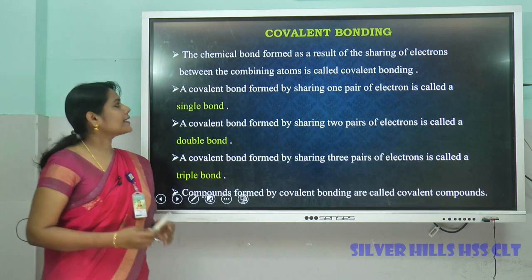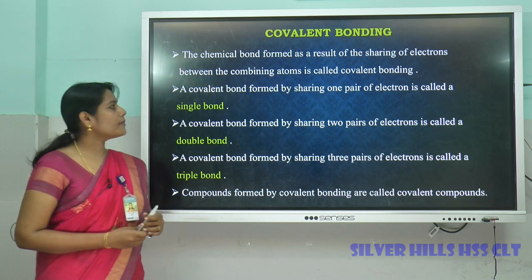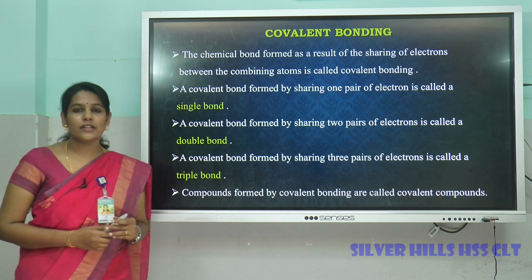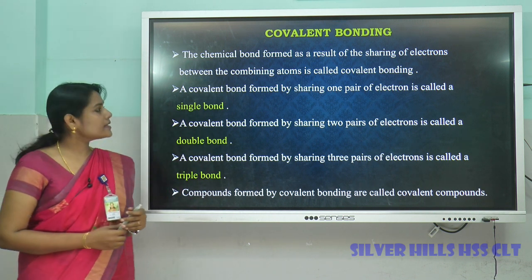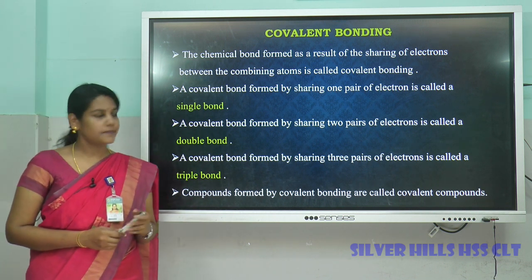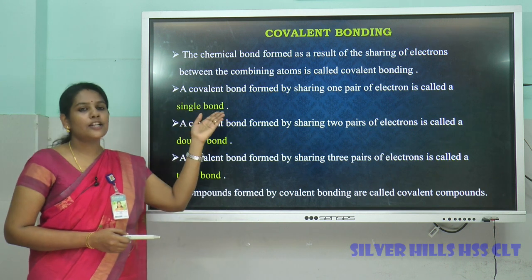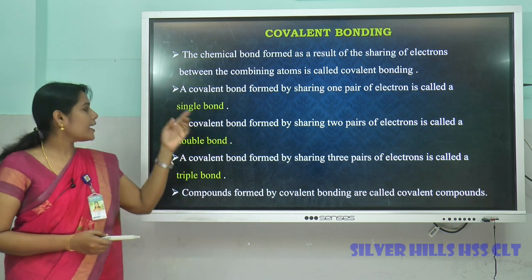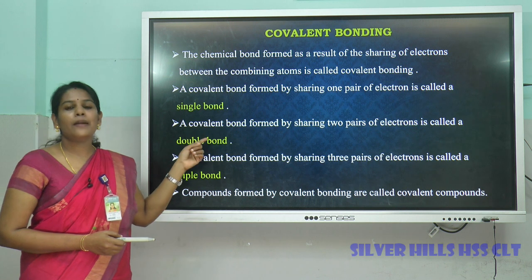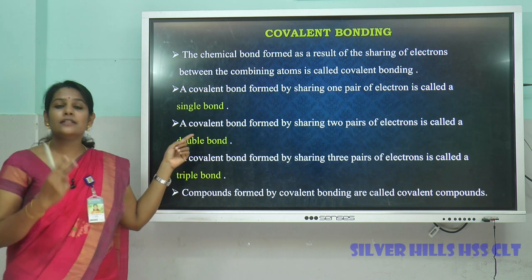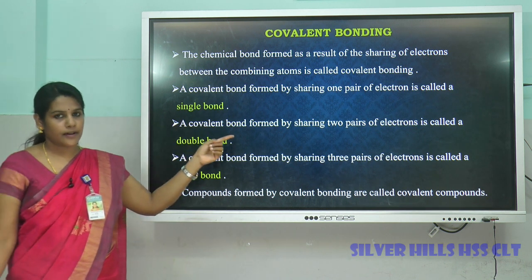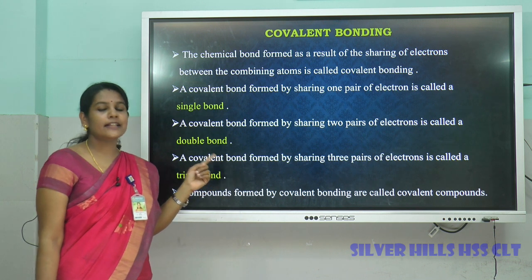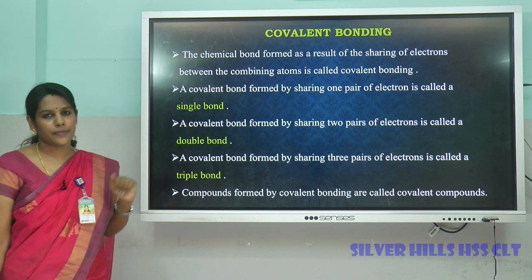Covalent bonding. The chemical bond formed as a result of sharing of electrons between the combining atoms is called covalent bonding. A covalent bond formed by sharing one pair of electrons is called a single bond. A covalent bond formed by sharing 2 pairs of electrons is called a double bond. A covalent bond formed by sharing 3 pairs of electrons is called a triple bond.